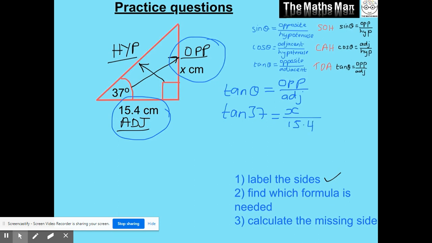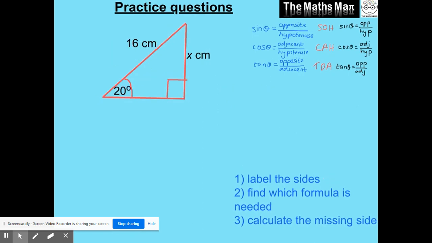So in order to get rid of 15.4 and solve for x, we're going to multiply both sides by 15.4. We end up with 15.4 tangent of 37 equals x. Plug into our decimal scientific calculator, and we end up with 11.60 centimeters. And there is our missing side, x.